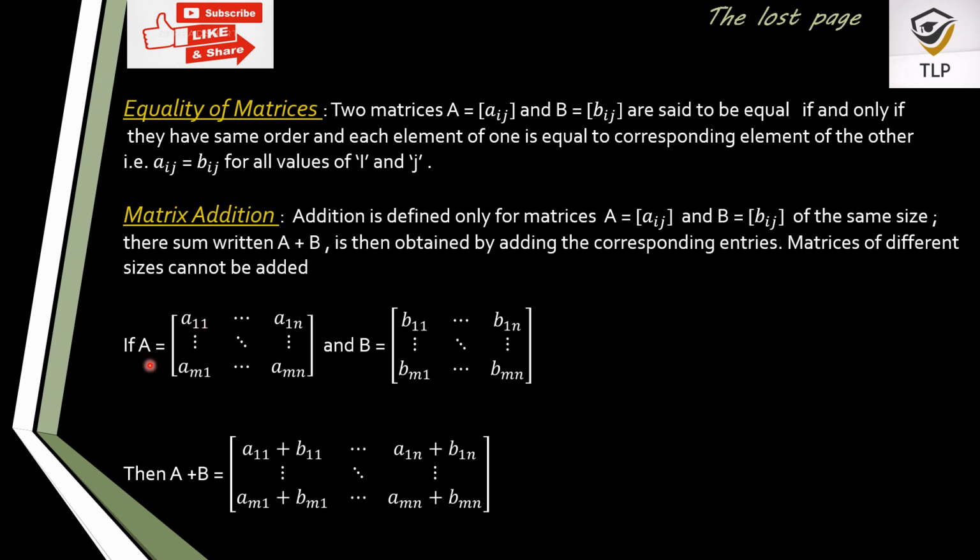If A equal to A11 ... A1n, ... Am1 ... Amn, and B equal to B11 ... B1n, ... Bm1 ... Bmn, then A plus B equal to A11 plus B11 ... A1n plus B1n, ... Am1 plus Bm1 ... Amn plus Bmn.